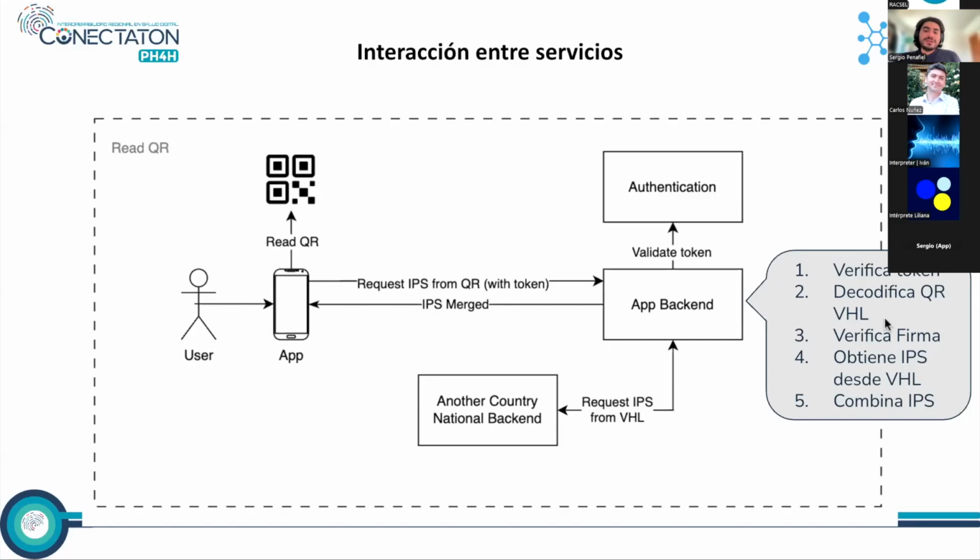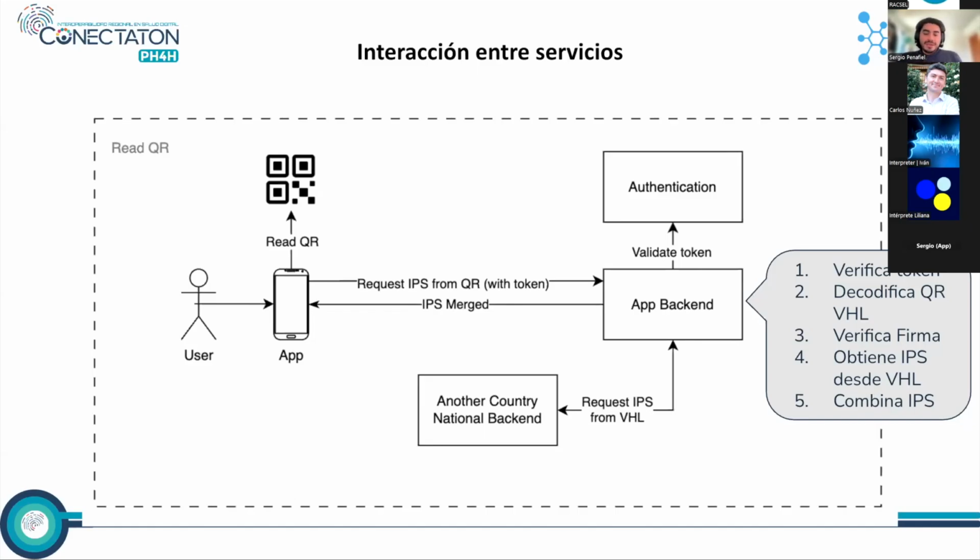Secondly, it decodes the content of the VHL in order to get the corresponding payload. With the payload, it verifies the signature. That's something that the application does. So, for example, if the VHL is created with a key that is not part of the trust list, or of the WHO trust list, it will be rejected. So this is a signature verification step.